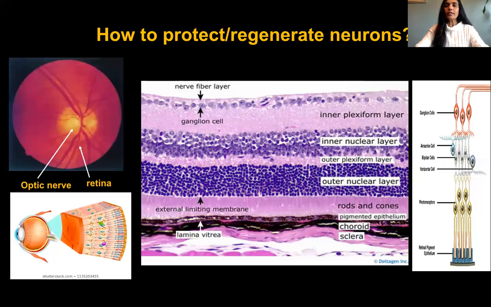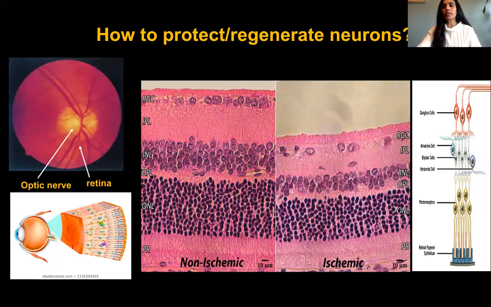The retina is a very beautifully architectured tissue. It has its layers very systematically and beautifully organized, as you can see here, with the heterogeneity of its cell types. When a disease condition like ischemia occurs, it results in displacement of cells in the layers, ultimately leading to thinning of the retina.